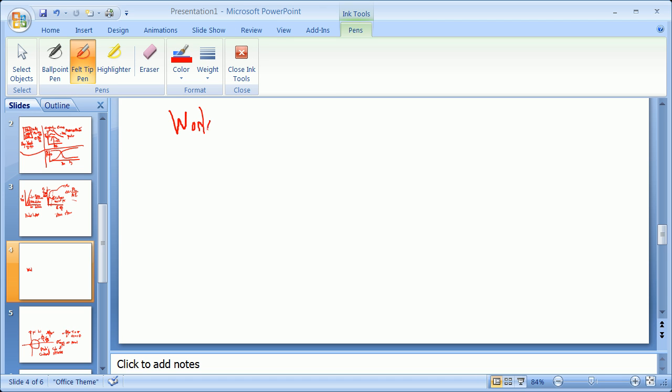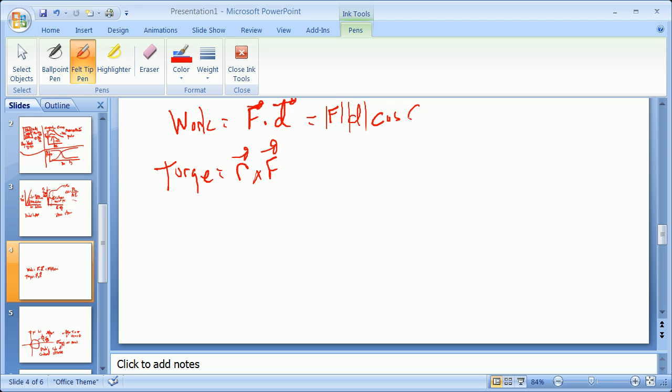work is F dot D, or the dot product of the force and the distance, and torque is R cross F, but then also realizing that work is also called a dot product or a projection calculation. It is also equal to the magnitude of the force, or the magnitude of one vector, times the magnitude of the other vector times the cosine of the angle between them, whereas torque is the magnitude of one vector times the magnitude of the other vector times the sine of the angle in between them.